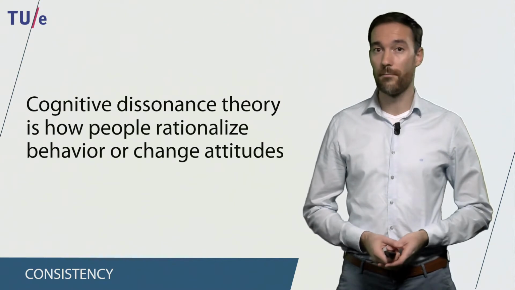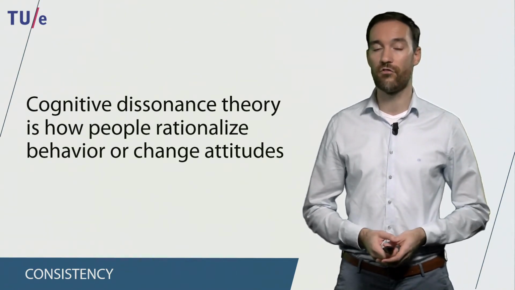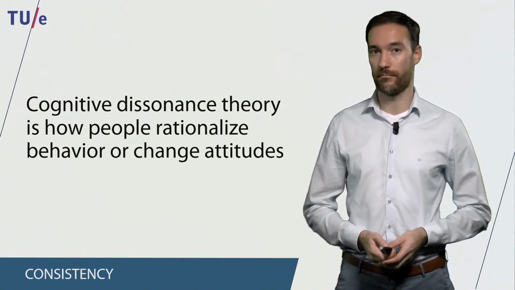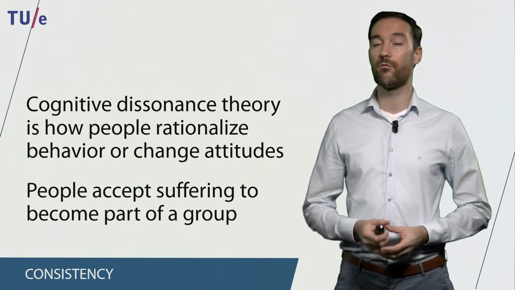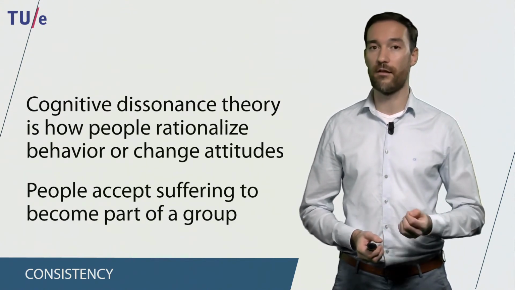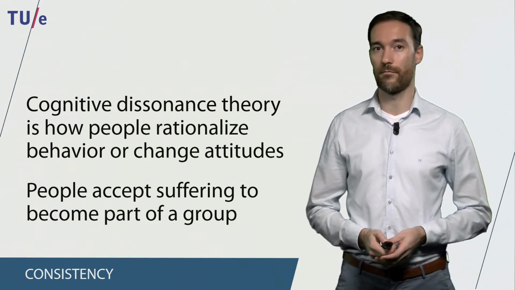Cognitive dissonance theory describes that people rationalize their behavior or change their attitudes in order to have behavior and attitudes in line with each other. We see that people tend to accept suffering to become a part of a group, and they tell themselves that they do this because the group is a very good group to belong to.